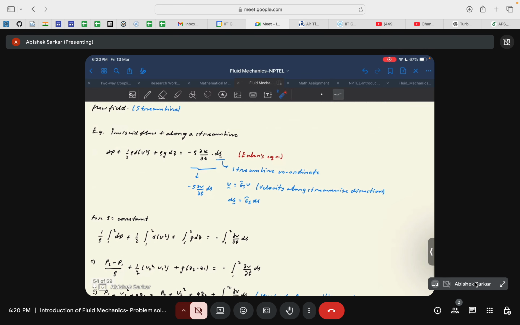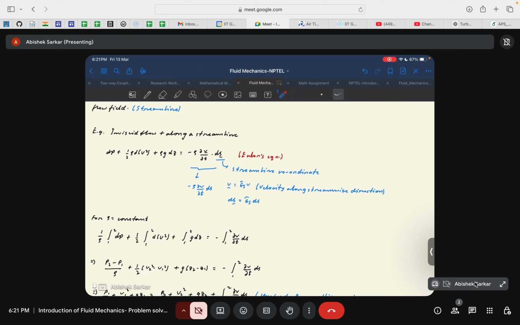Now what we can do is say, if ds represents the length along a streamline, or along the streamline coordinate, then we can write ds as epsilon s cap, if we just do a simple change of coordinates from Cartesian to streamline coordinates, which we'll again discuss briefly, and maybe we'll take some examples in next week's class about the streamline coordinate system.